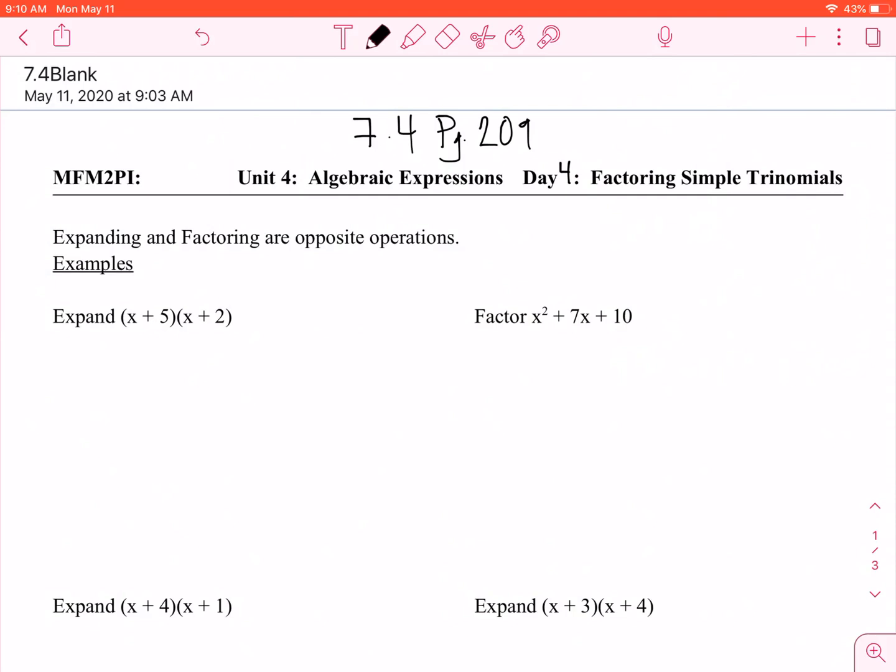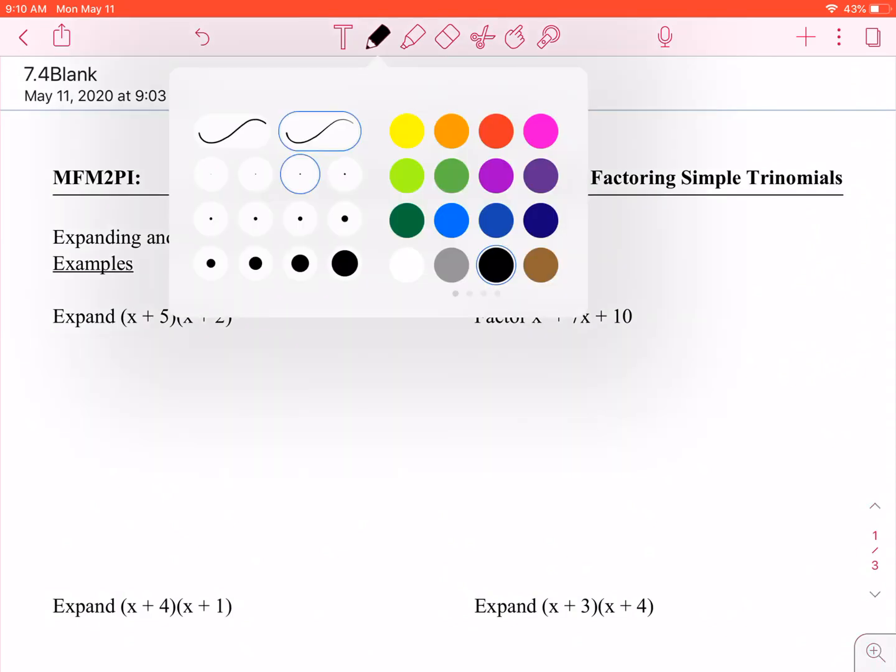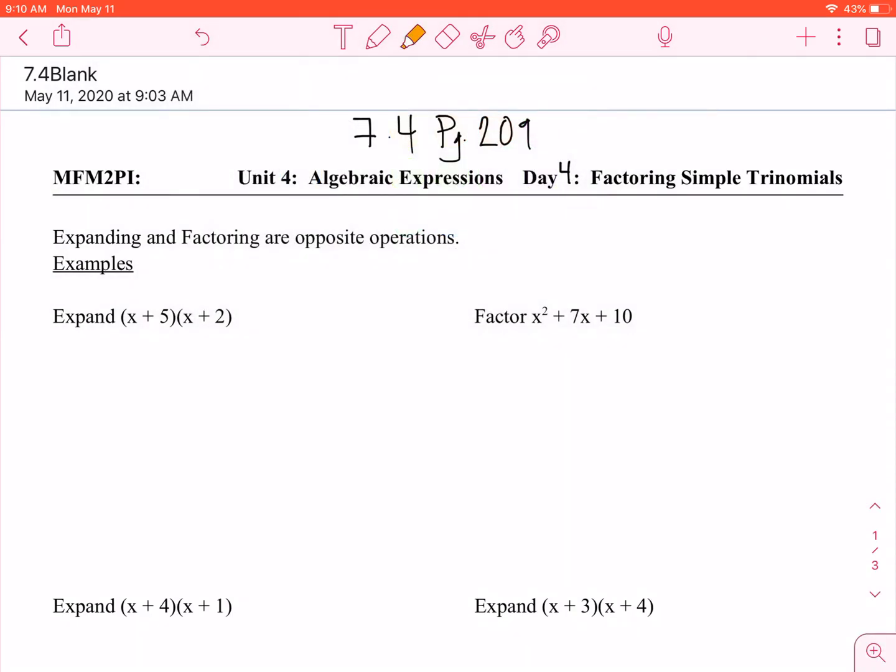So let's take it to what you do know. Something that you do know how to work through is how to expand x plus 5, x plus 2. Like we were doing earlier, this was our first section, our 7th chapter in the textbook. We discussed how to expand, which is through the method of FOIL. So I'll do this one together with you.